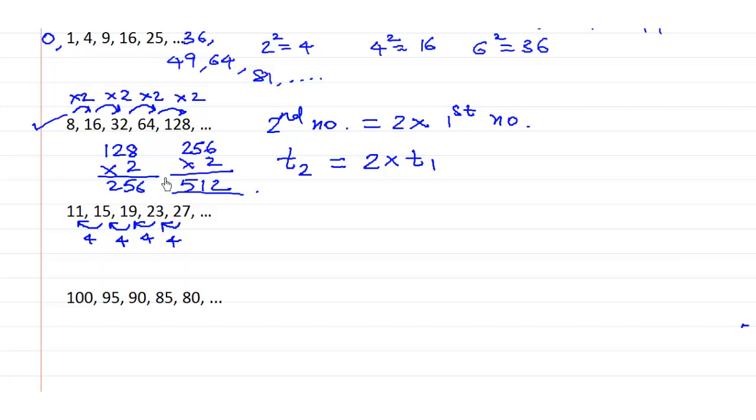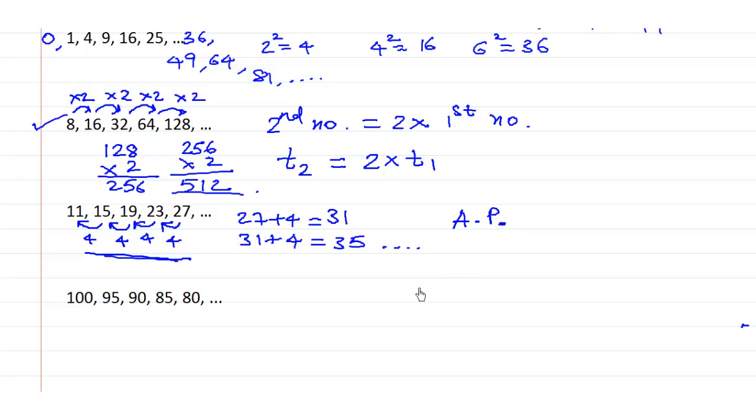So the next number should be 4 more than 27. So the next number should be 27 plus 4, which is 31. The next number should be 31 plus 4, which is 35, and so on. In fact, whenever you come across a common difference of 4 or 2 or whatever, it is known as an arithmetic progression. It means all these numbers are not only a sequence, but also a progression. And that special progression is called arithmetic progression.